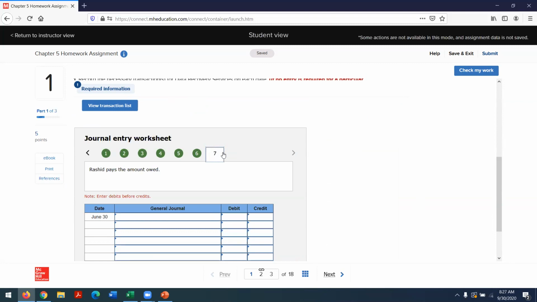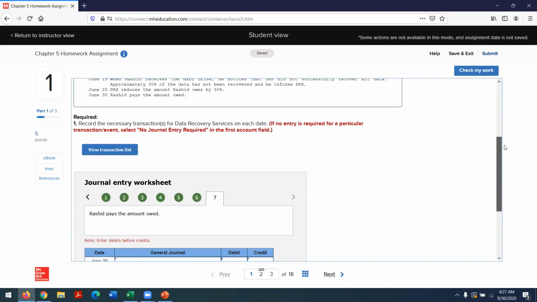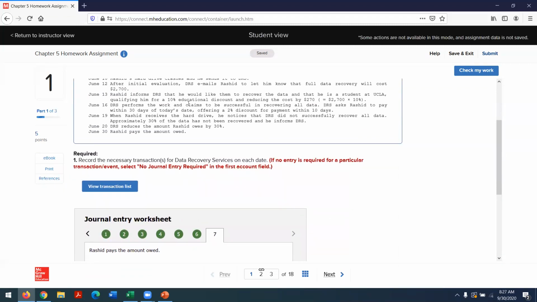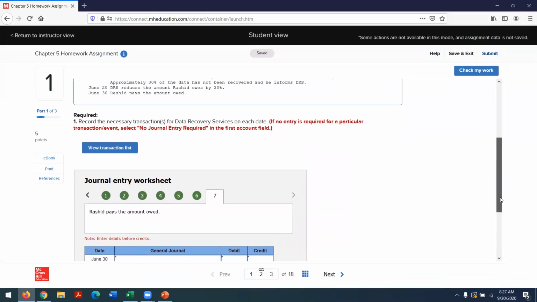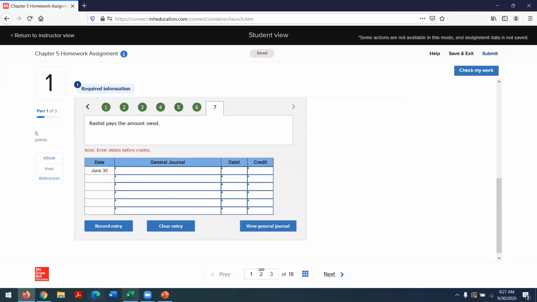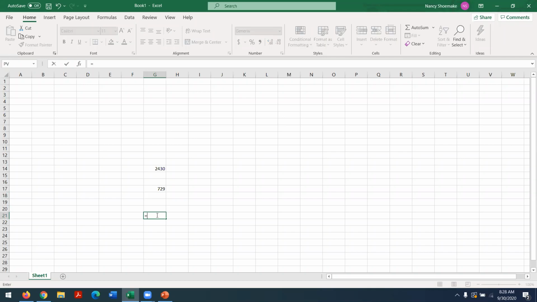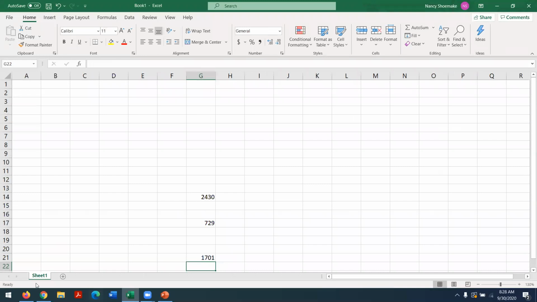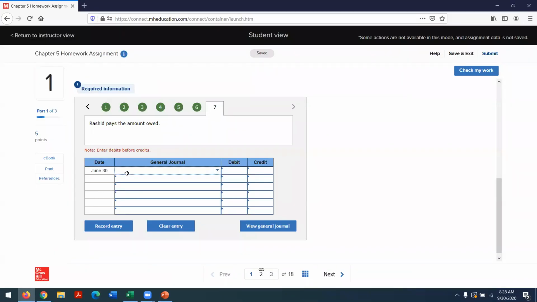Then, on June 30th, Rashid pays the amount owed. They offered a 2% discount if paid within 10 days. Did he pay it within 10 days? No. So he owes 2,430 minus 729, which equals 1,701. Do you guys agree that that's the amount of the balance? Cash.